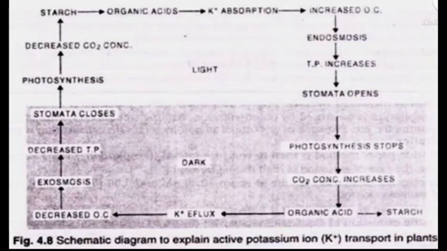Now in this image, we can see the complete systematic diagram to explain the active potassium ion transport in plants.